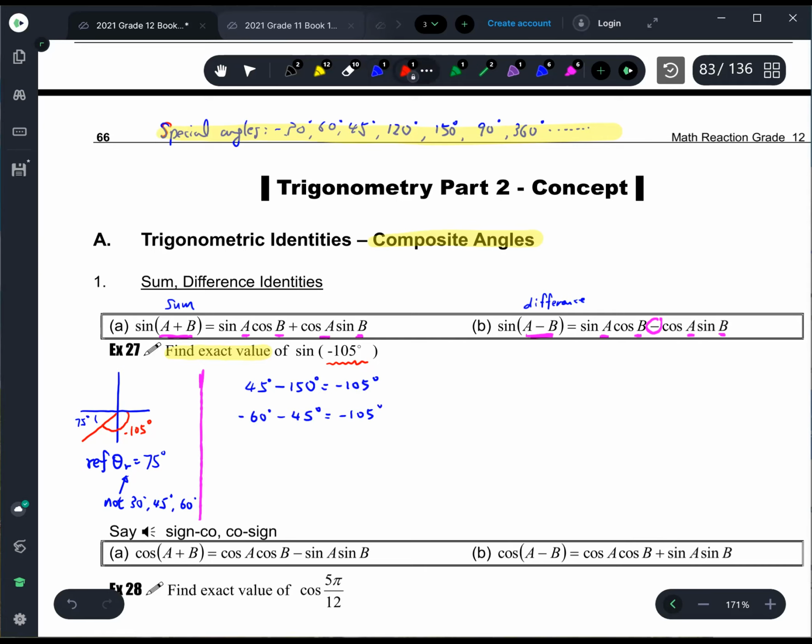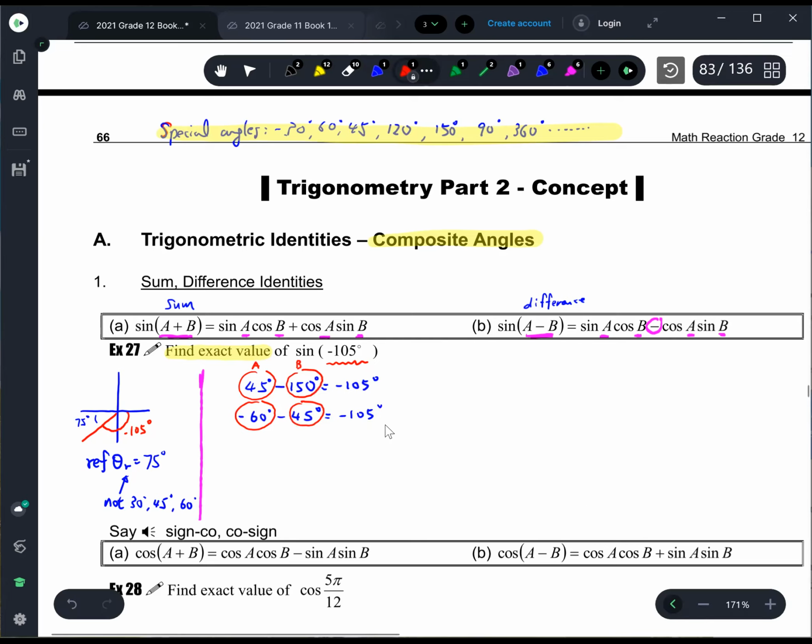This is the A, right? These are the A. This one is the B. Okay? This is the A. This is the B. So we are doing A subtract B.